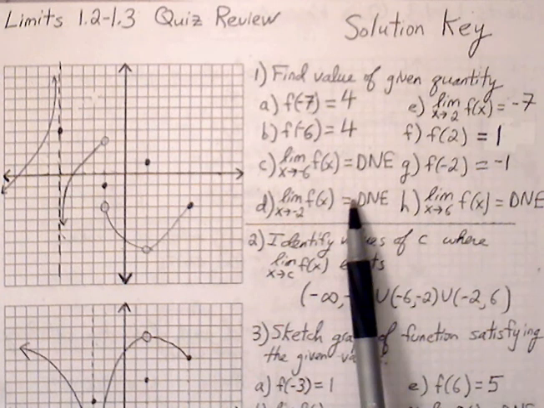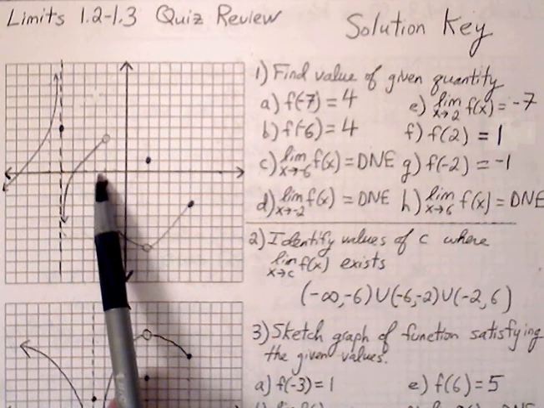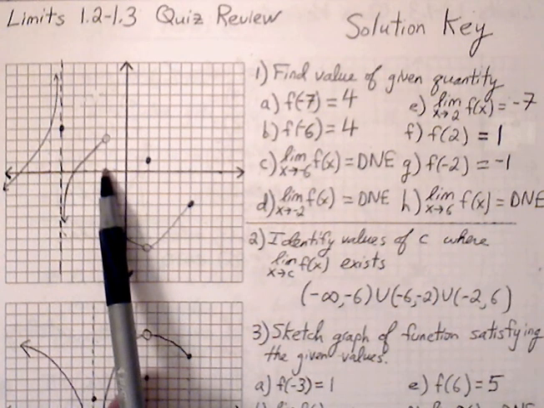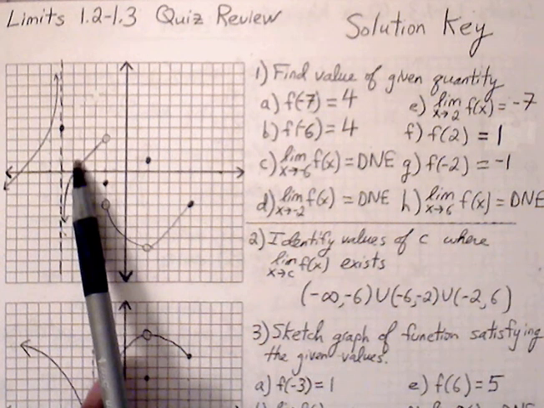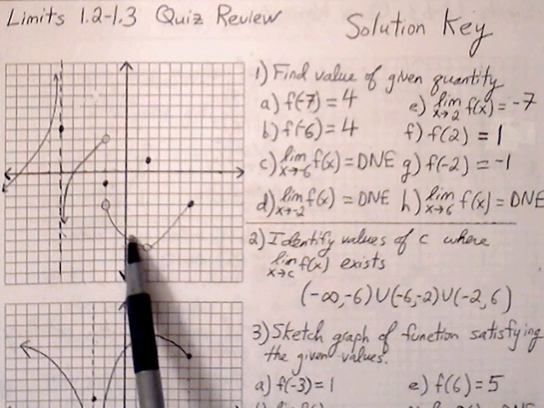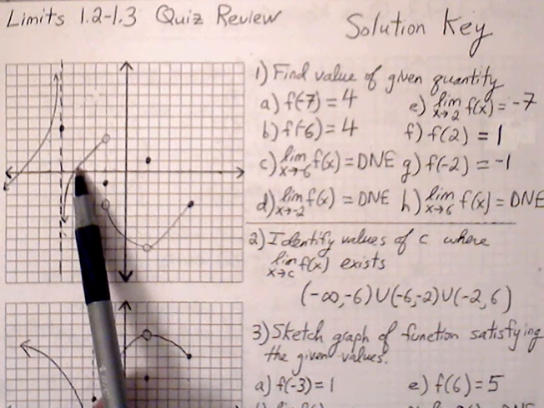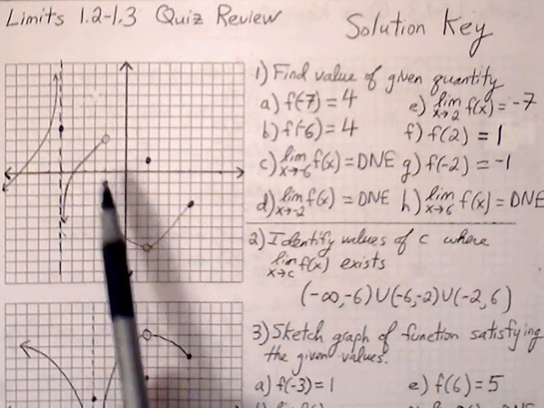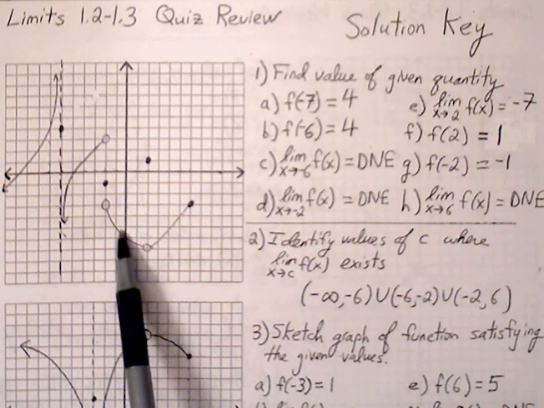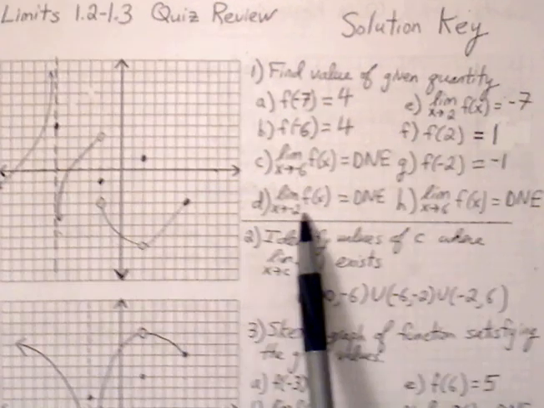Limit as x approaches negative 2. As we approach negative 2, we see that the left branch is going towards positive 3, but the right branch is approaching negative 3. So we see that the branches do not meet at the same y value, so we can say that the limit does not exist.